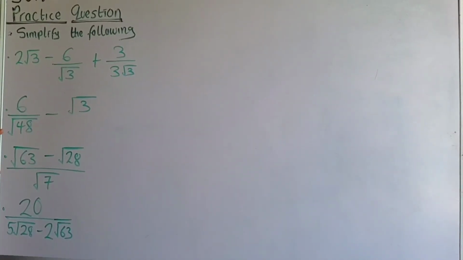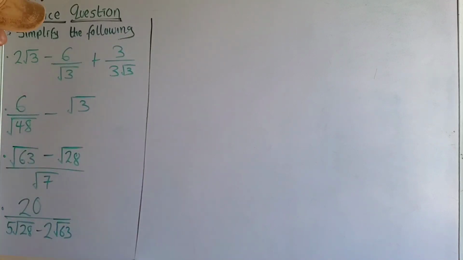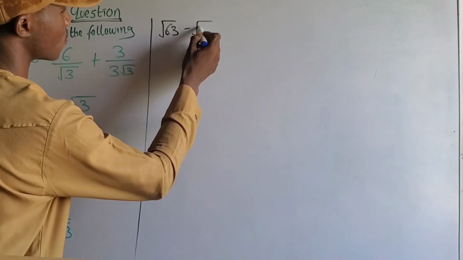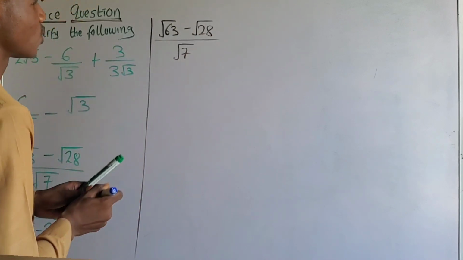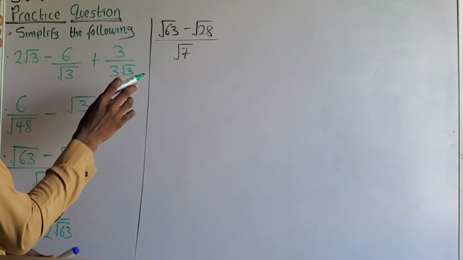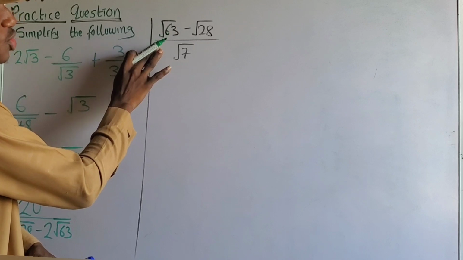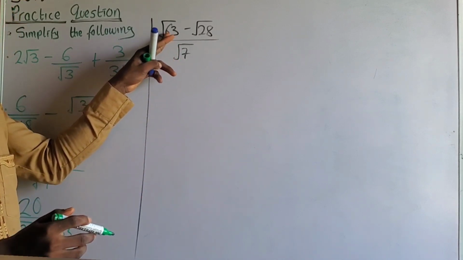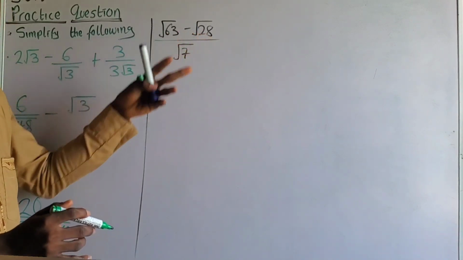We are asked to simplify root 63 minus root 28 all over root 7. The square root of 63 minus the square root of 28 all over the square root of 7. To simplify this, listen to me carefully, the simplest surd among all these surds is what? Root 7. Are you getting it? So what can I multiply by 7 that is going to give me 63? And what can I multiply by 7 that is going to give me 28? That's what I'm looking for now.